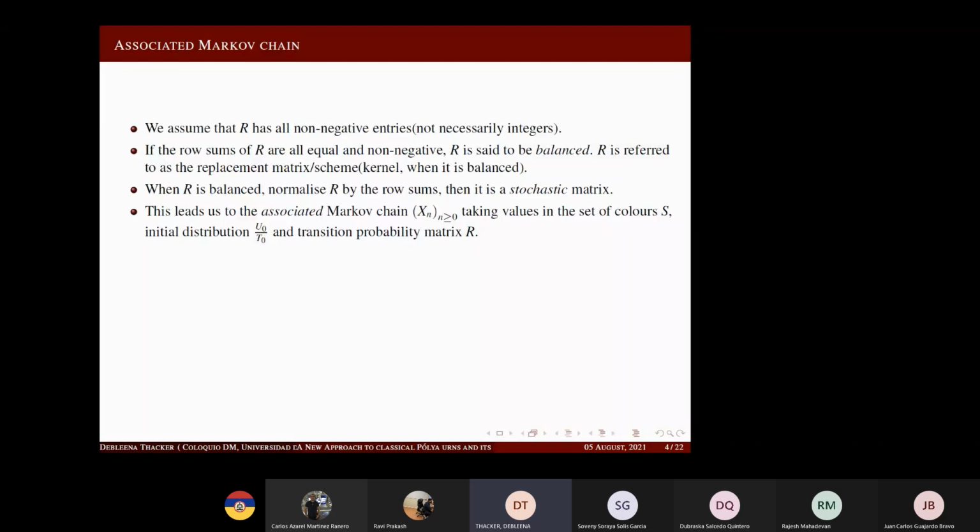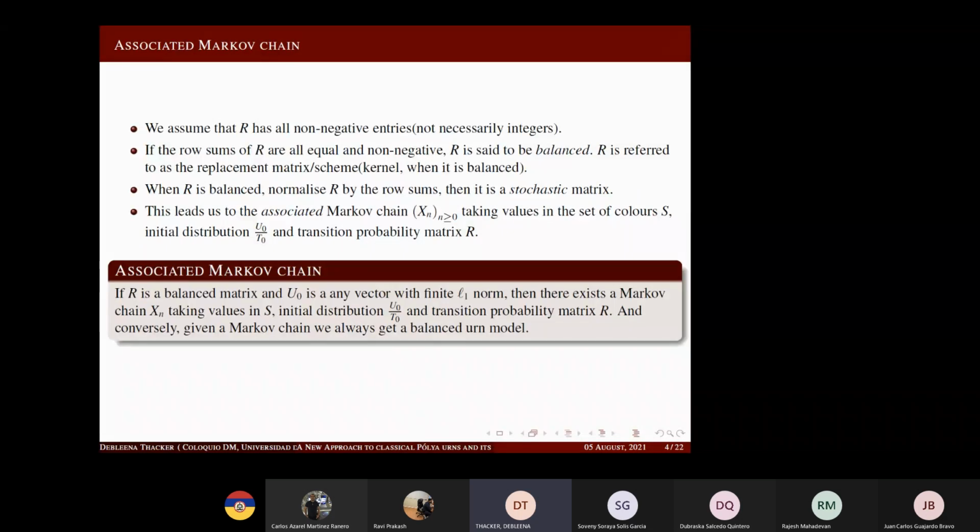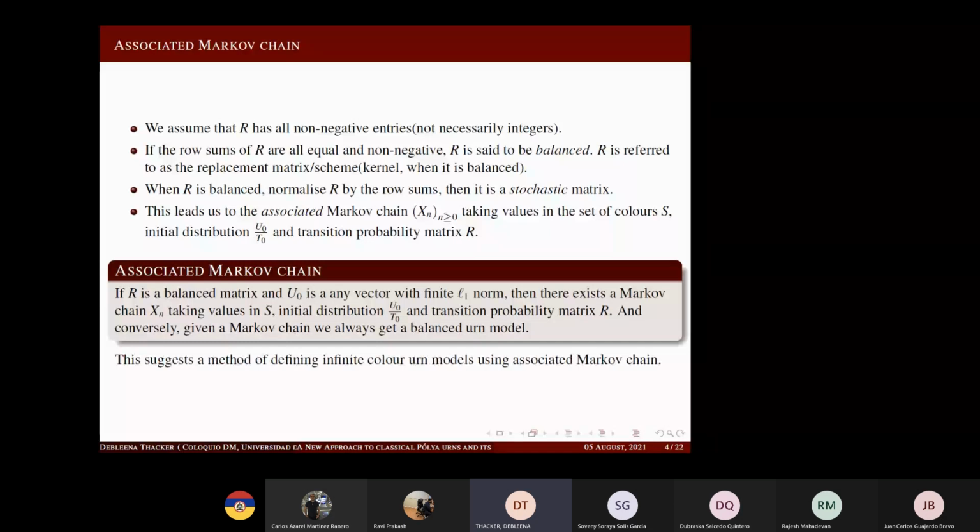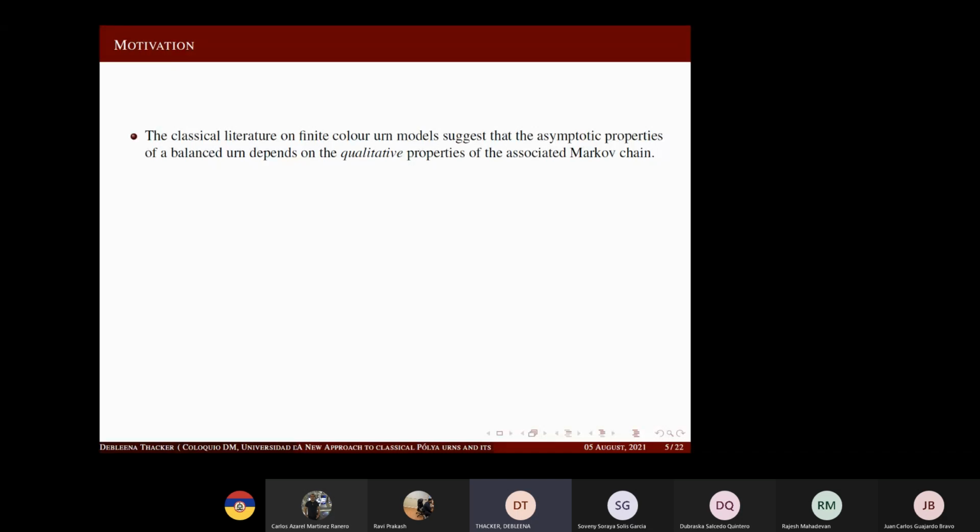What's the advantage of introducing an extra thing like this associated Markov chain? Basically that's the definition. If R is a balanced matrix, then we can construct an associated Markov chain on the set of colors, and vice versa. Given a Markov chain, we can always construct a balanced urn model. But what's the purpose of creating this extra burden of a Markov chain? Well, this suggests a way of defining the entire thing on infinite colors. We can come to that later.